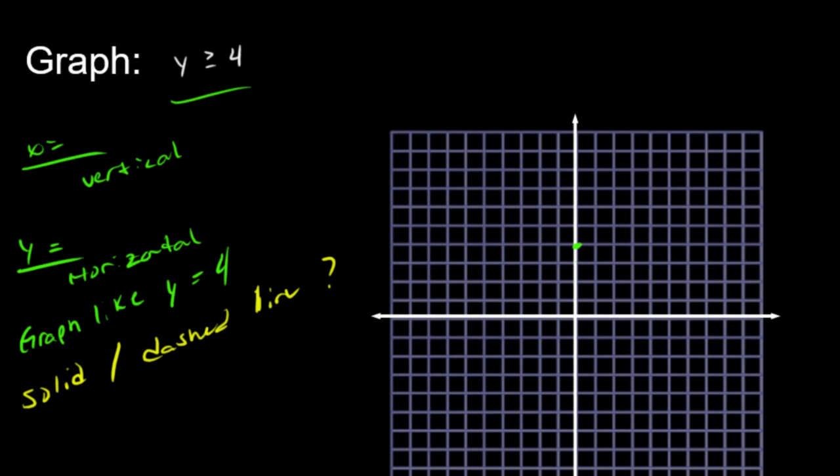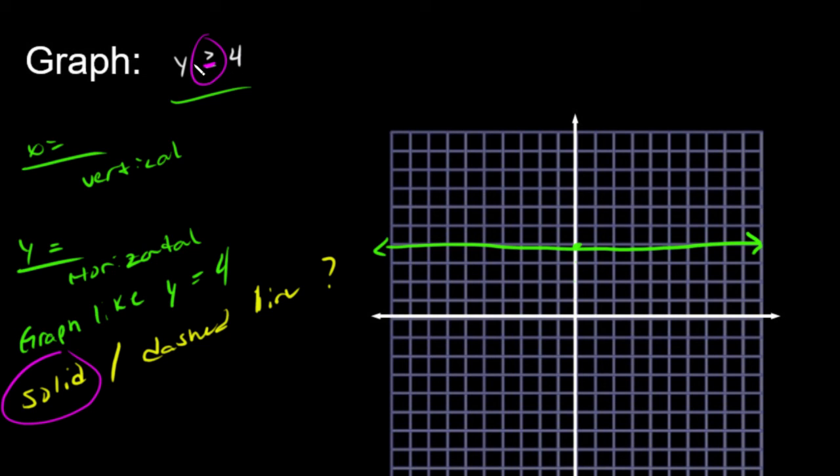And the reason it's solid is because it's equal to. So you just have a solid, horizontal line through here. There we go. And then, again, this one you don't really need to test a point, though you could. It's easier to think about it rationally, to just reason through it. You're looking for y values greater than or equal to 4.